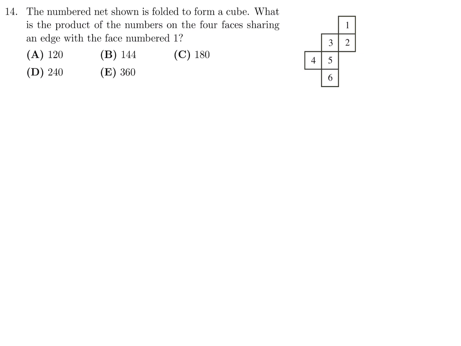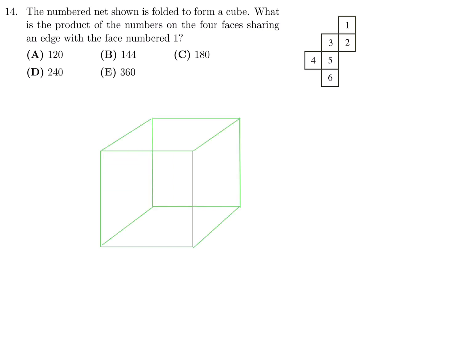The numbered net shown is folded to form a cube. What is the product of the numbers on the four faces sharing an edge with the face numbered 1? All right, so we got something 3D, and as always, it helps to draw a diagram.